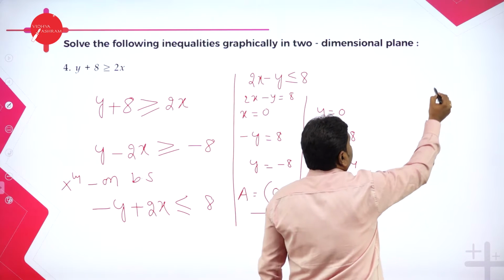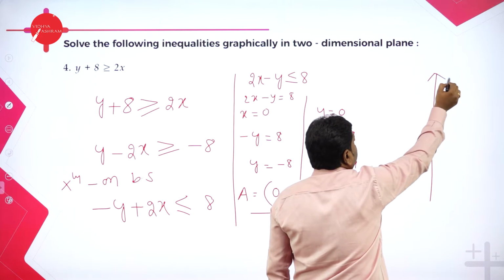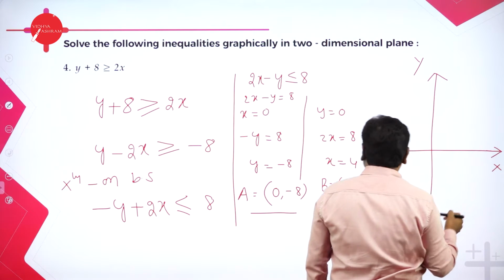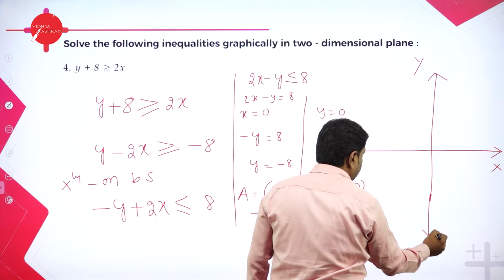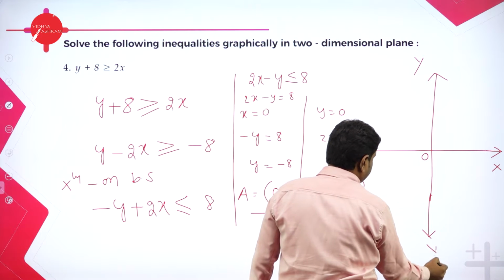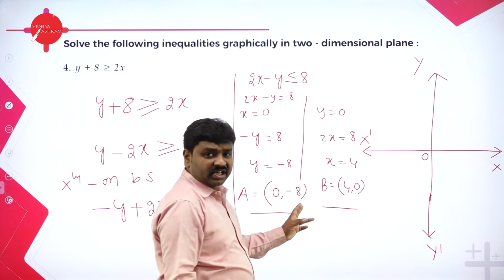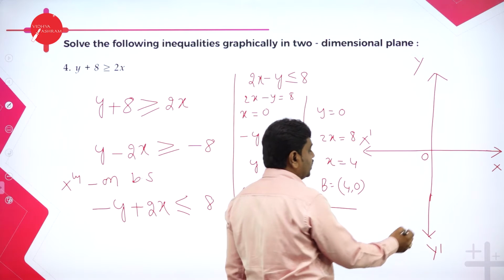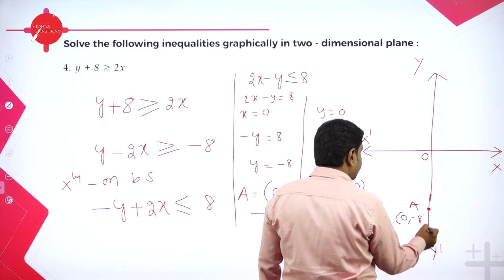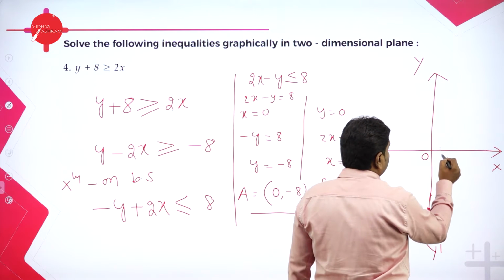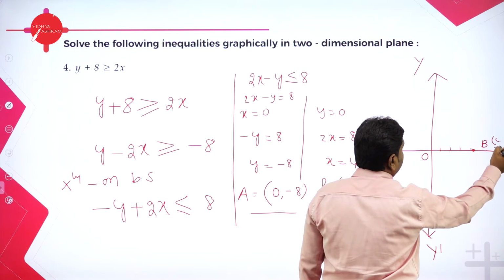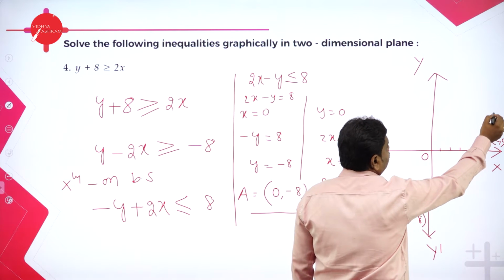So draw a line. So we'll take a coordinate system. So this is the y axis and this is the x axis. And x dash and y dash represent the x axis and y axis. So now we need 0 comma minus 8. 0 comma minus 8 is a point on the y axis and it is here. A is here, 0 comma minus 8. And B is 4 comma 0. So 1 2 3 4, 4 comma 0 is B, a point on the x axis. Now stretch a line between these two.